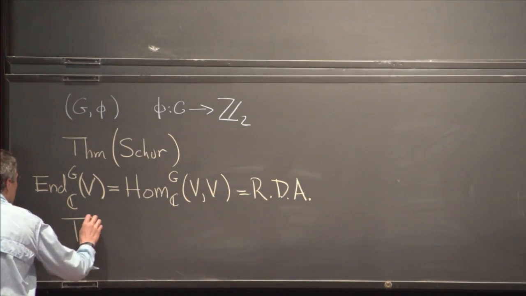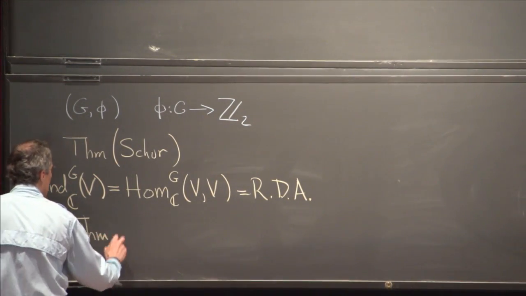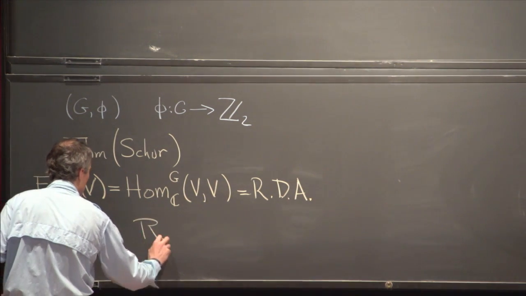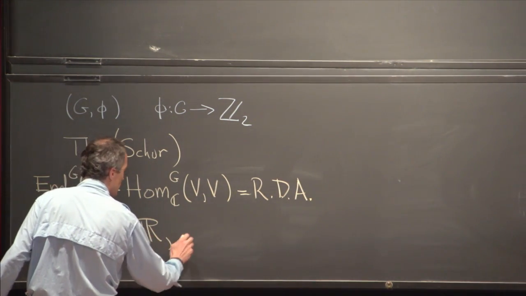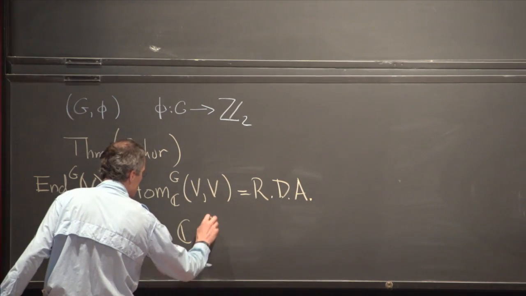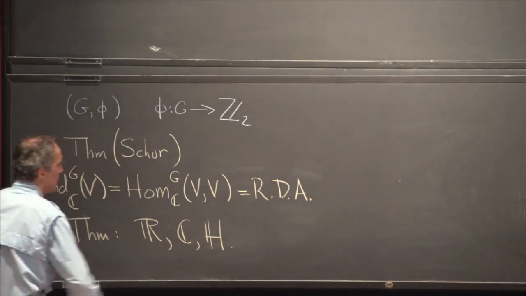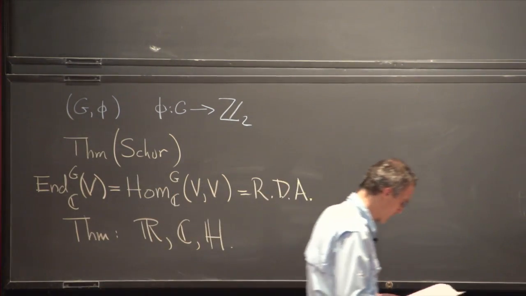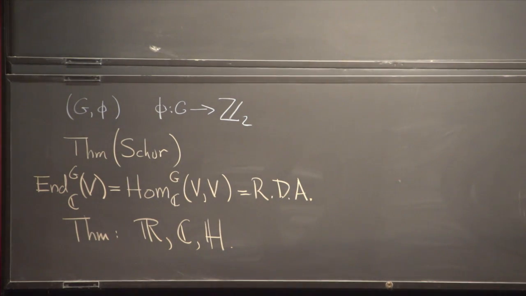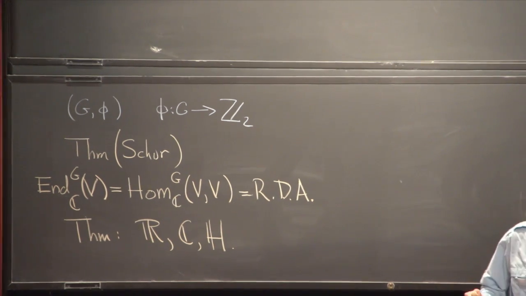And then I quoted a theorem of Frobenius, which says that there are exactly 3 associative real division algebras: the reals, the complexes, and the quaternions. And I finished by giving some examples. So now let's take it up from there. Are there any questions from last time?